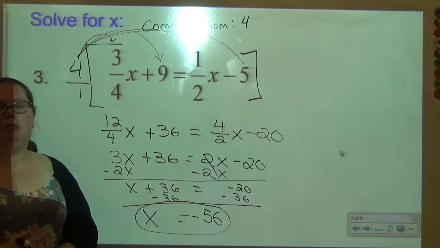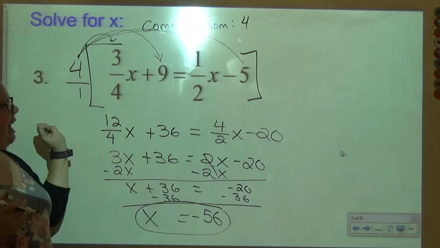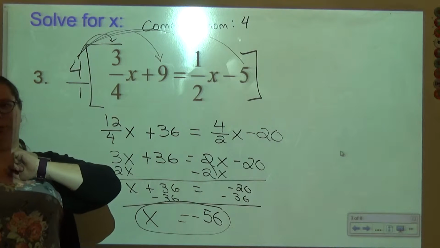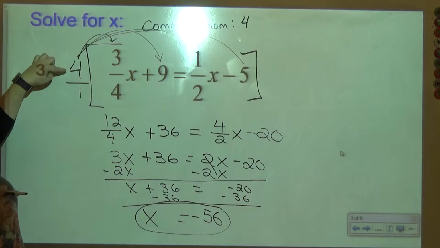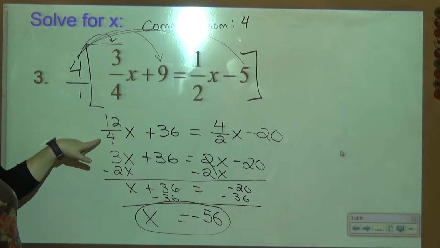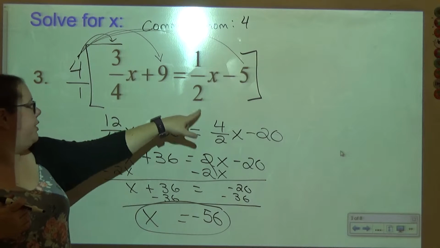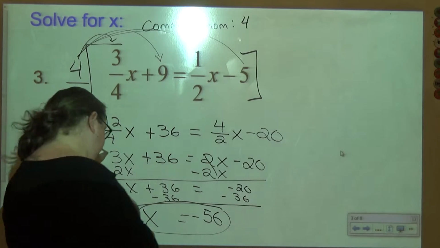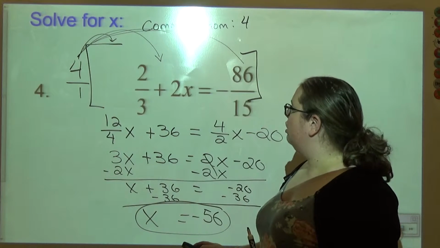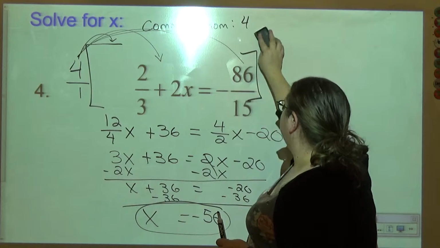So we find our common denominator, multiply absolutely everything in the equation by that number. And remember, when you multiply a whole number, you only multiply the top. That 4 stayed a 4, that 2 stayed a 2. Alright? Alright, next one.